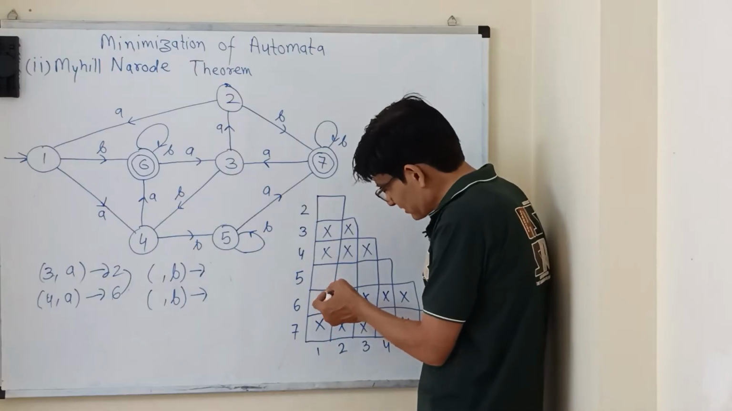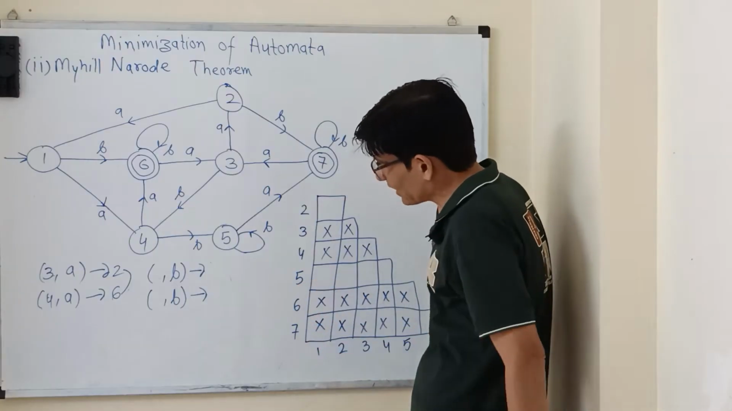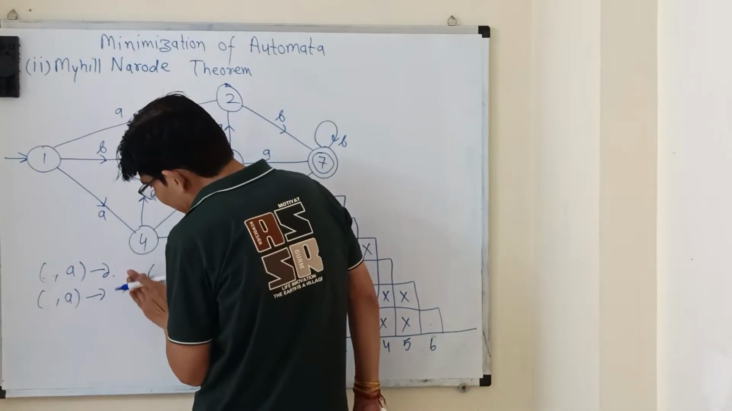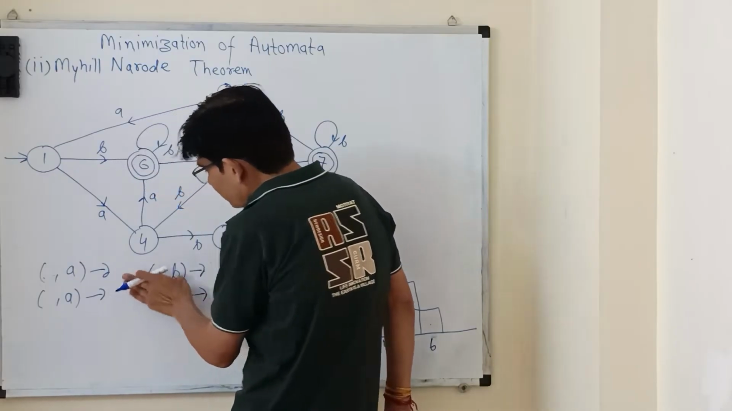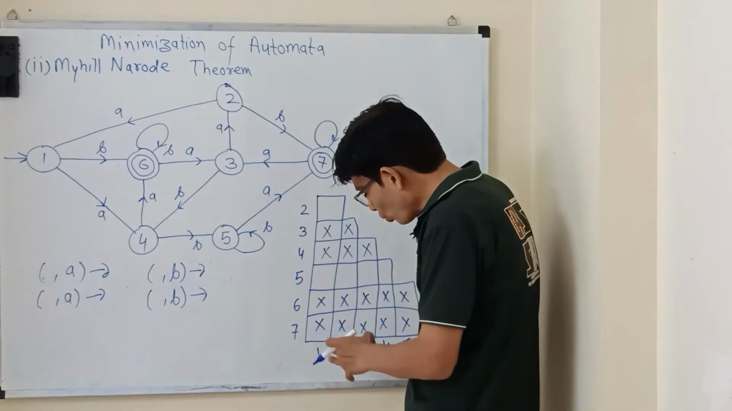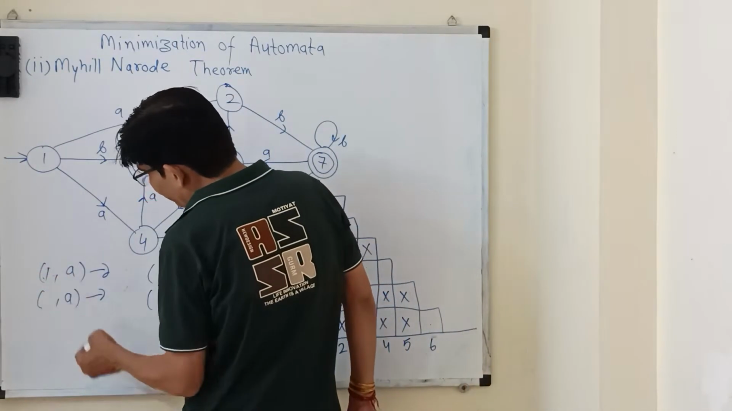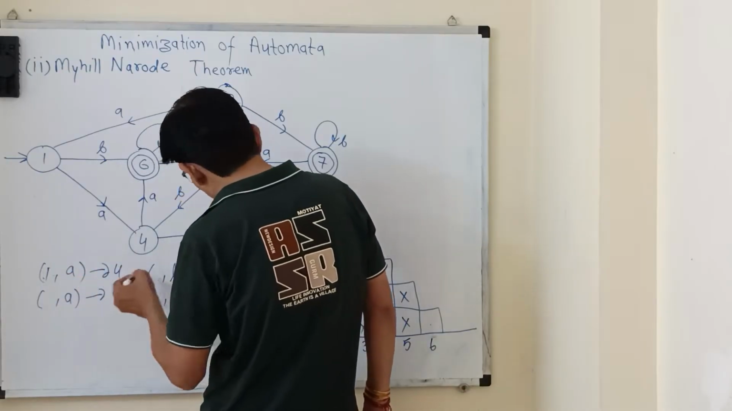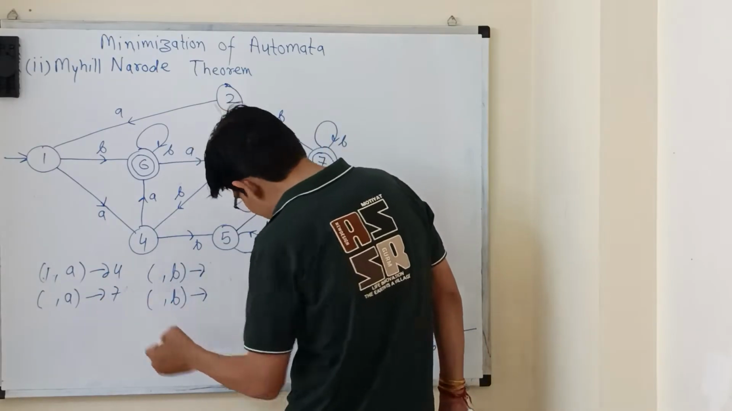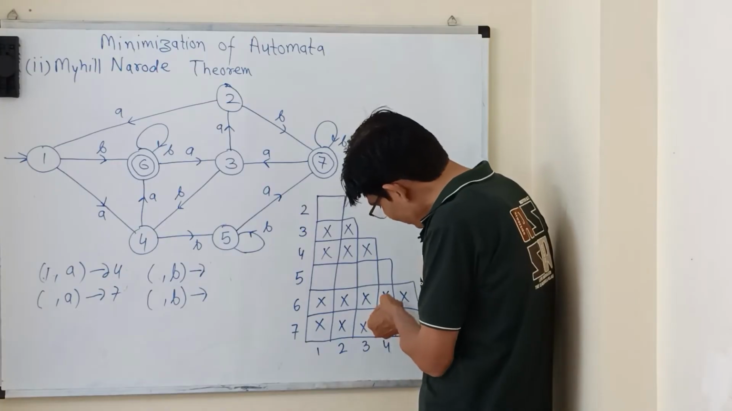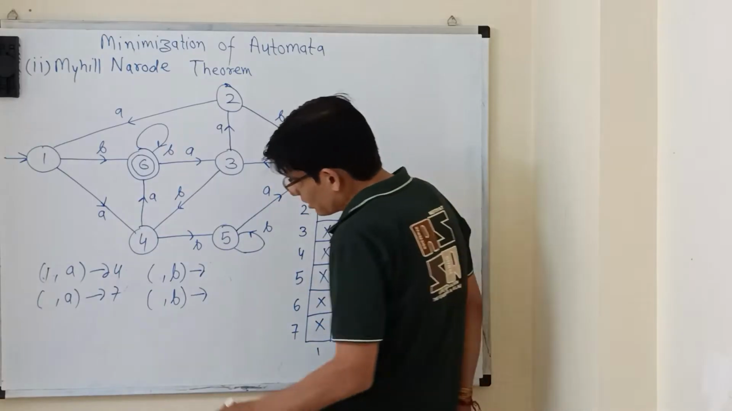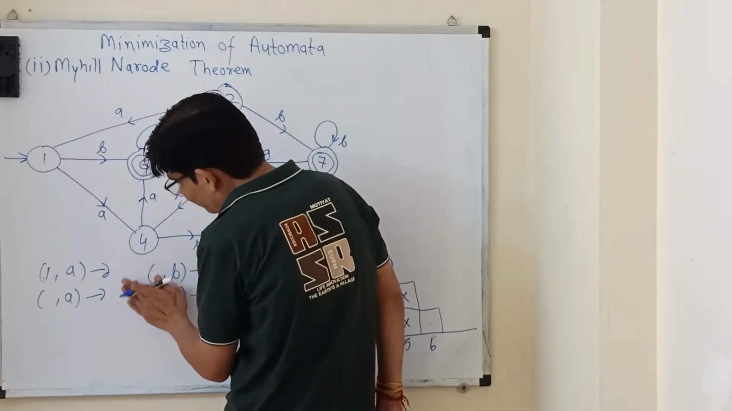Now we can try this, 5 and 1. So now try putting a cross between 1 and 5. On 1, if we are applying A, we are reaching 4. On 5, if we are applying A, we are reaching 7. So between 4 and 7, we have already put a cross. So we can put a cross here too. Now no need to check the transition of B.